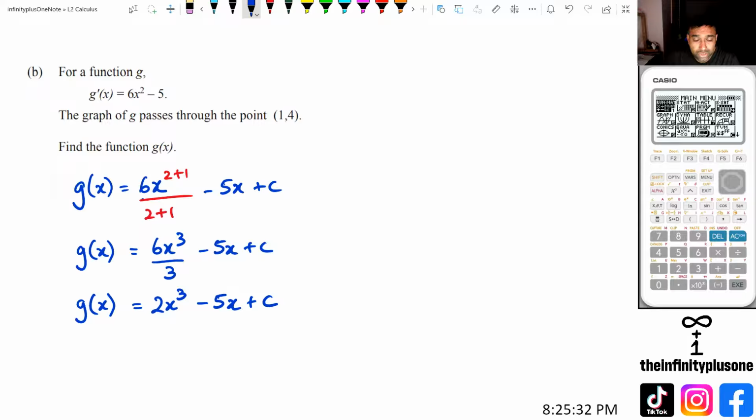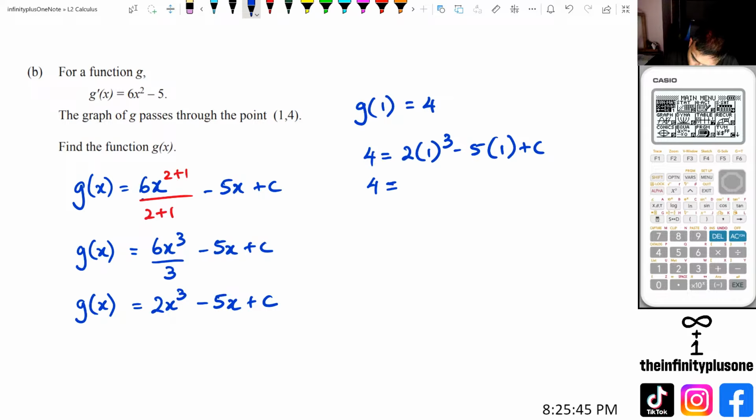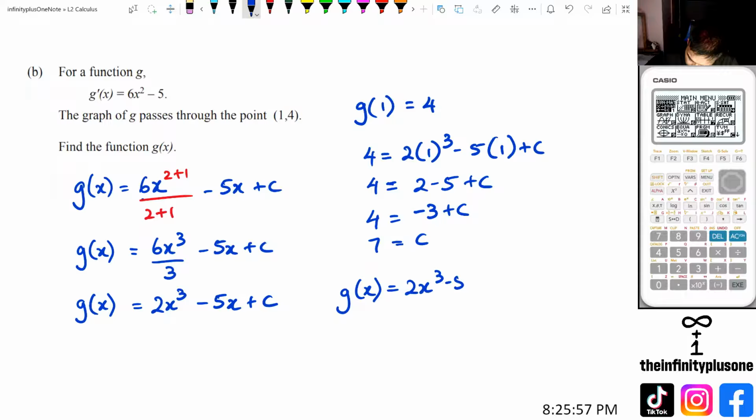Now we know that it's going through the point 1, 4. So g of 1 is equal to 4. So 4 equals 2 times 1 cubed minus 5 times 1 plus c. We're going to get 4 equals 2 minus 5 plus c. 4 equals negative 3 plus c, and c is equal to 7. So g of x equals 2x cubed minus 5x plus 7.